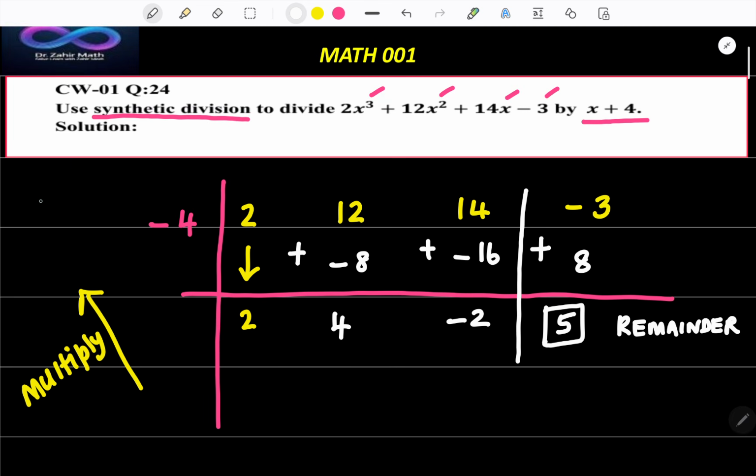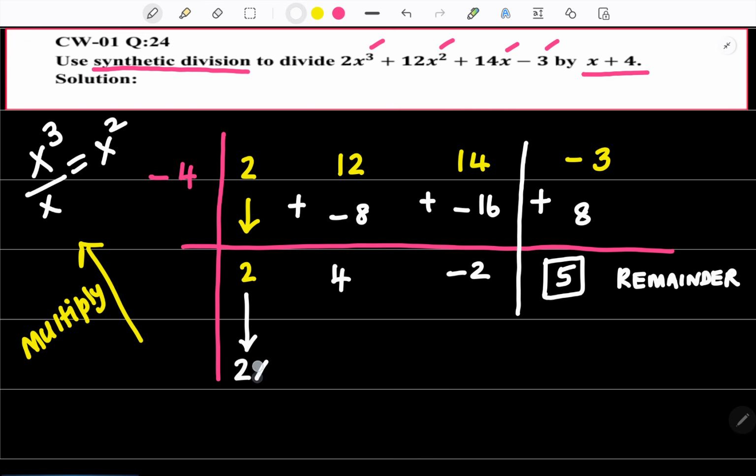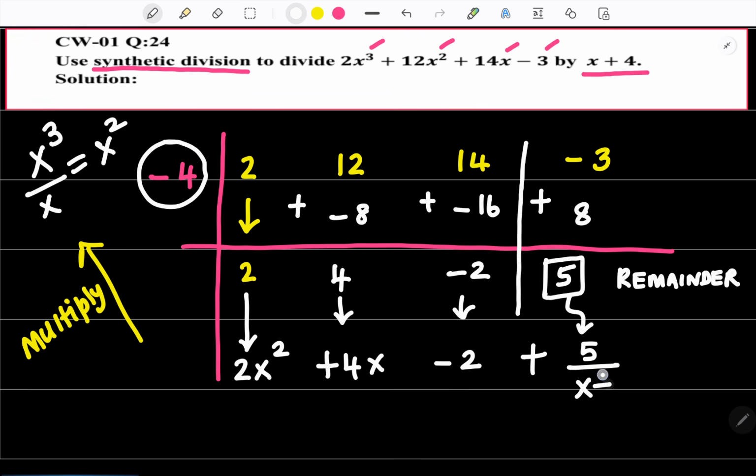In this equation, x cube, I divided by 1x. What is the resulting answer? X square. So you have to start this as 2x square, and this is plus 4x, and this one minus 2, plus you're going to write this baki 5 divided by x plus 4. So this is going to become your answer. Clear everybody? Right. So easy to do this question. This is called synthetic division. Synthetic, right? Okay, what do you mean by synthetic? Just imagine a soft synthetic pillow helping you to divide the problems easily.